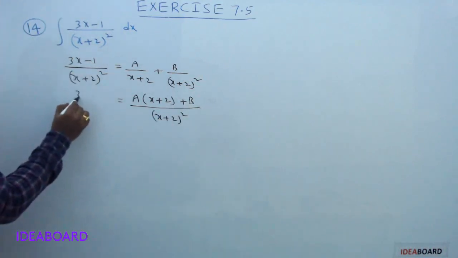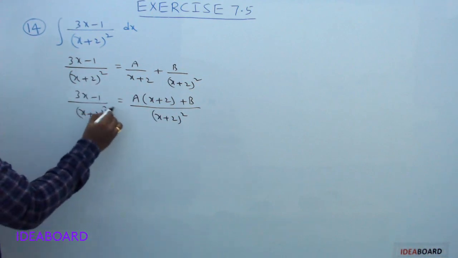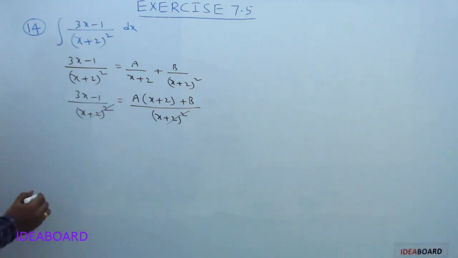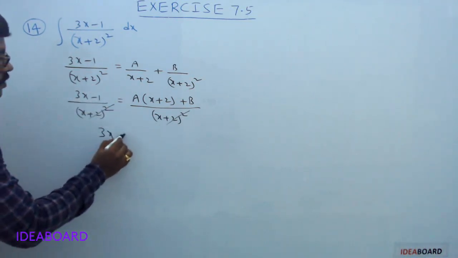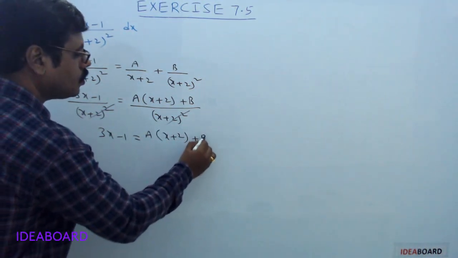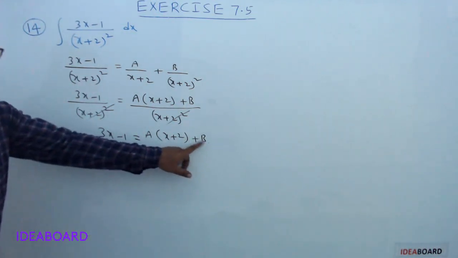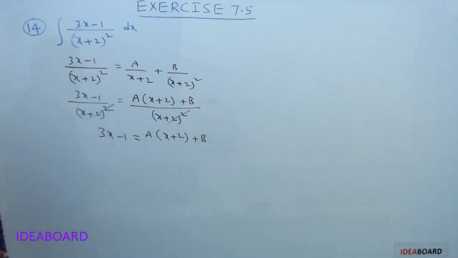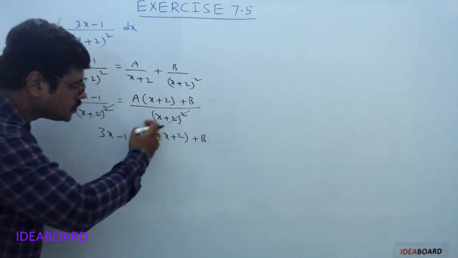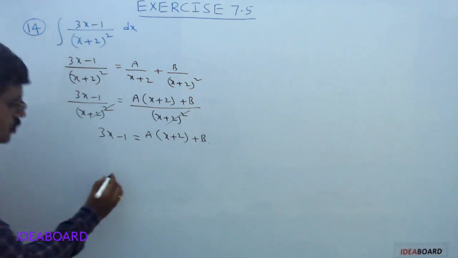Write down the LHS part as it is: (3x − 1) divided by (x + 2)². Now cancel the denominators on both sides. Then write down the remaining expression. 3x − 1 equals a into (x + 2) plus b. To find the value of b, make the first term 0. If you substitute x equal to −2, then this value will be 0. So write down x equal to −2.